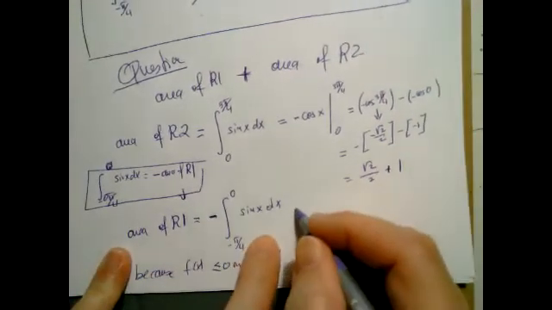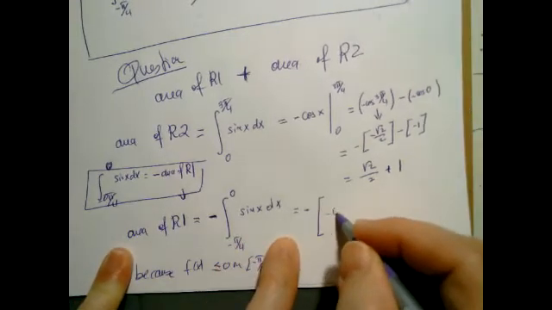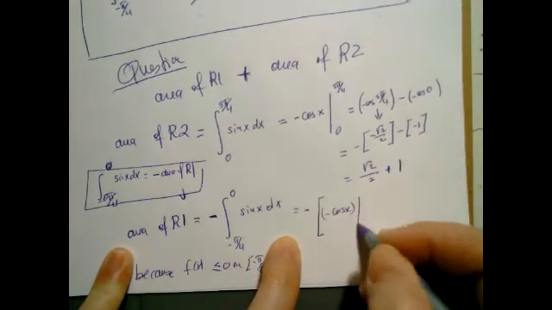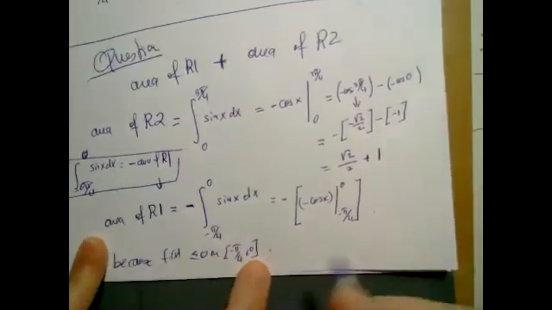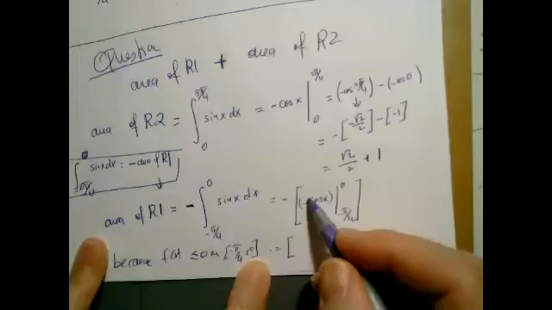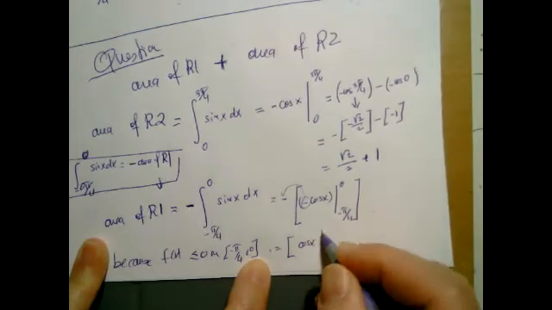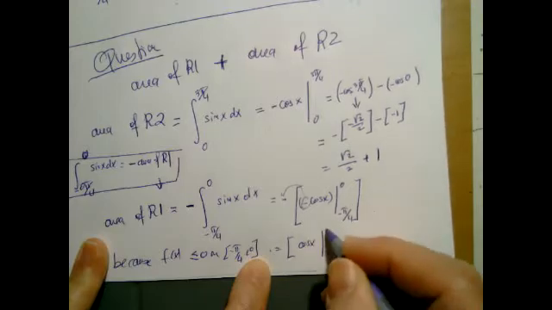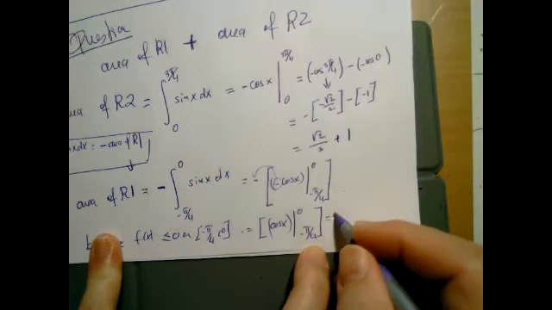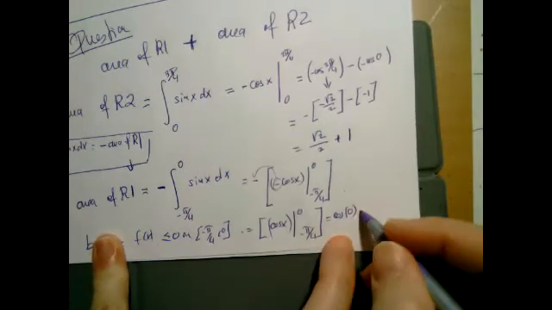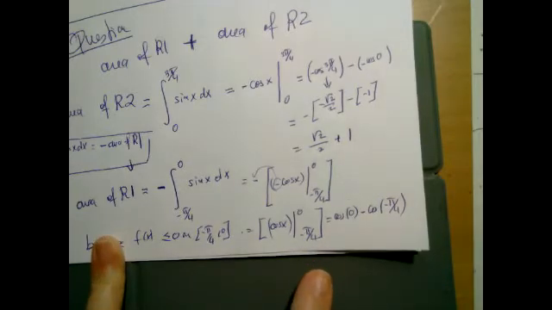So now we compute the area of R1. It's minus the integral of sine x, which is minus cosine x, between minus pi over 4 and 0. This minus could be factored out, and we end up with cosine x between minus pi over 4 and 0. This will give me cosine of 0 minus the cosine of minus pi over 4.